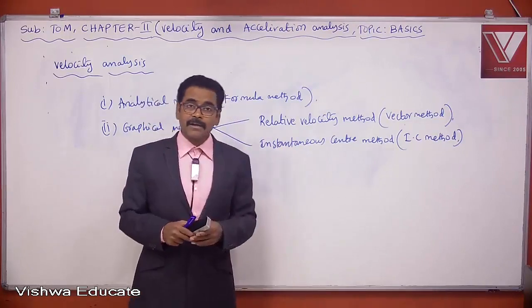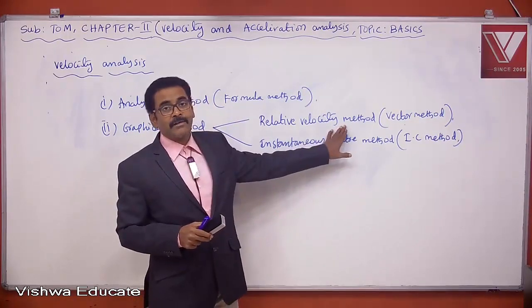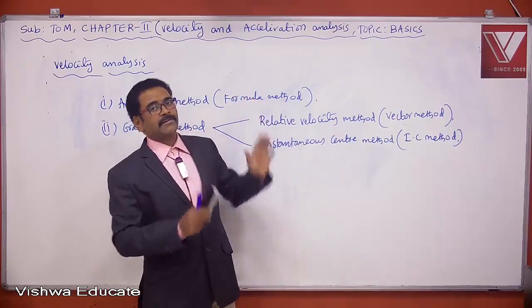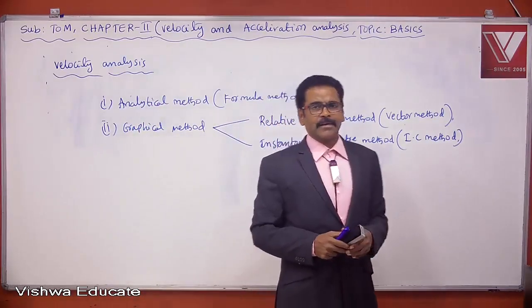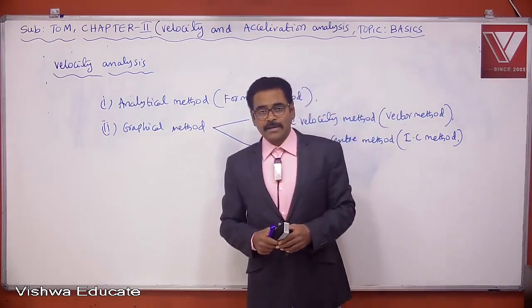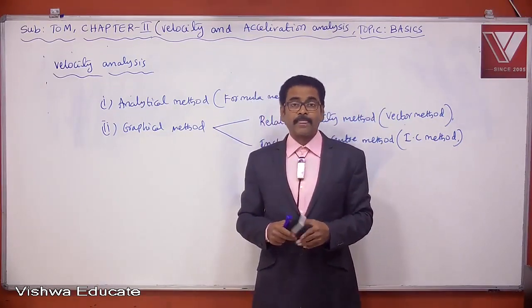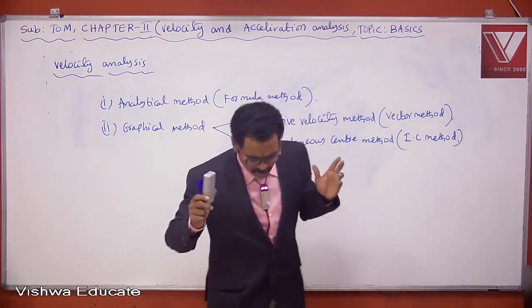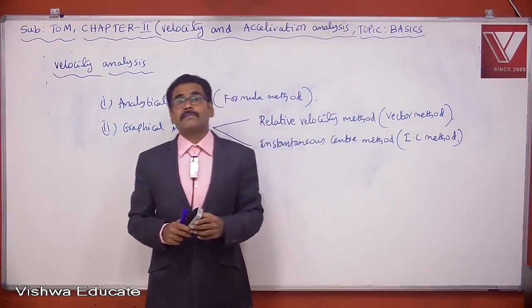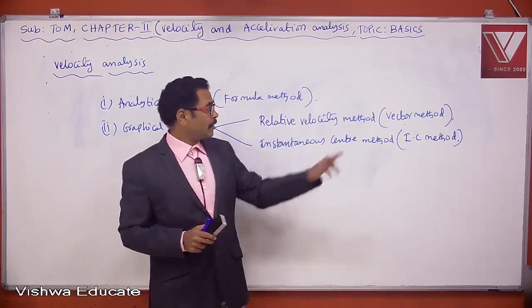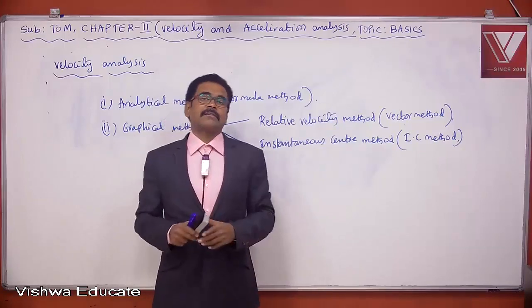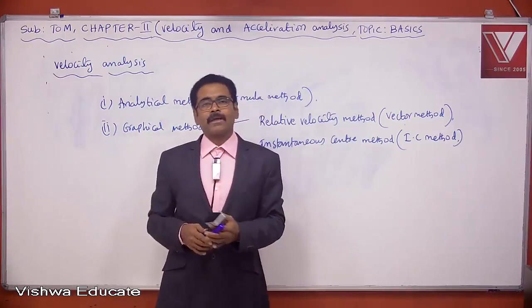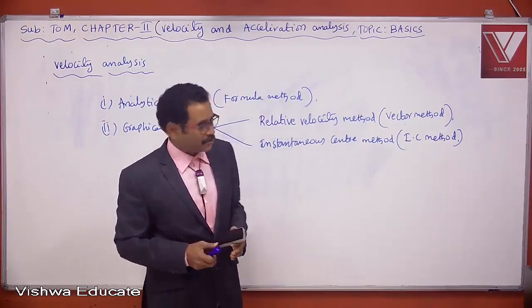If you want to perform acceleration analysis, you require data of velocity of various links. From where can I get that data? From relative velocity method. In relative velocity method, we draw velocity diagrams, or vector diagrams of velocities. From there, I can read various velocities and consequently I can perform acceleration analysis. So relative velocity method allows you to perform acceleration analysis also.